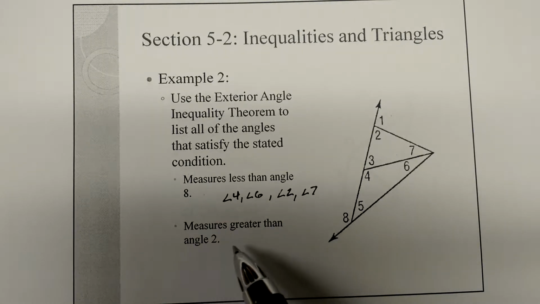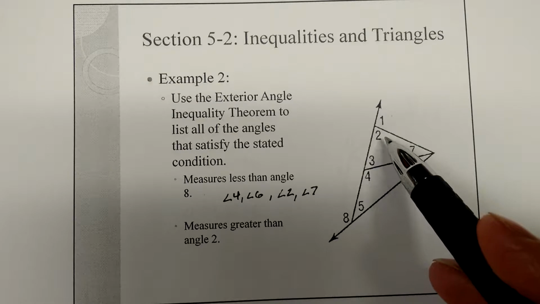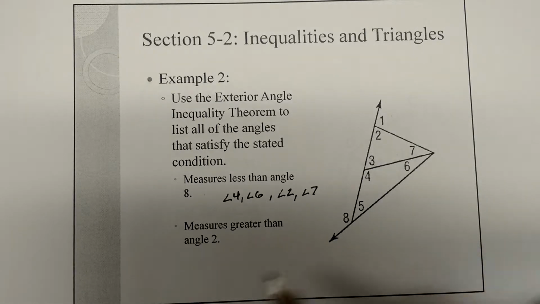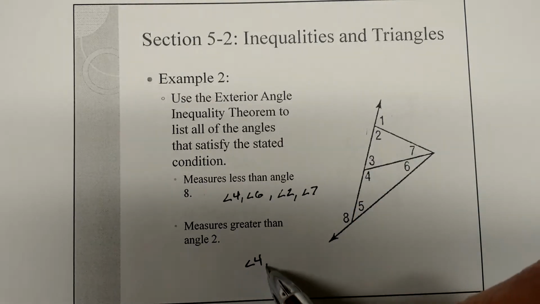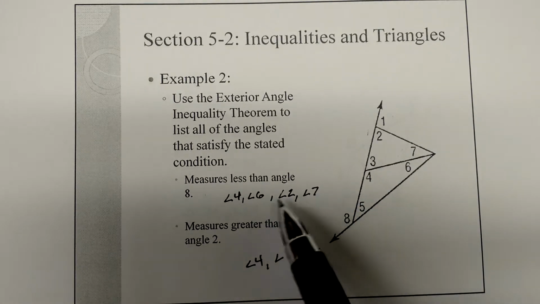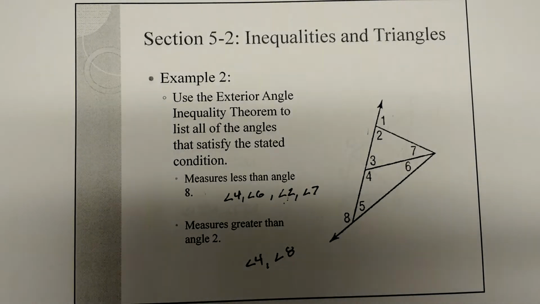And then here, measures greater than angle 2. So here's angle 2. Angles greater than that would be remote exterior angles. That would be angle 4, because that's outside this triangle, and angle 8, which is kind of the reverse here. If 2 is less than 8, 8 is more than 2.